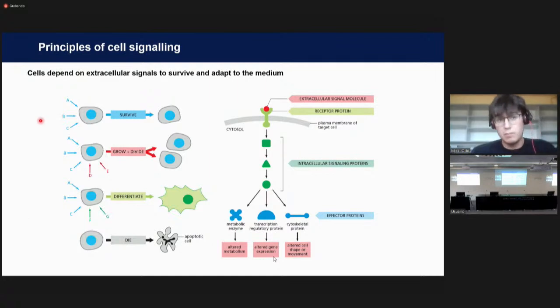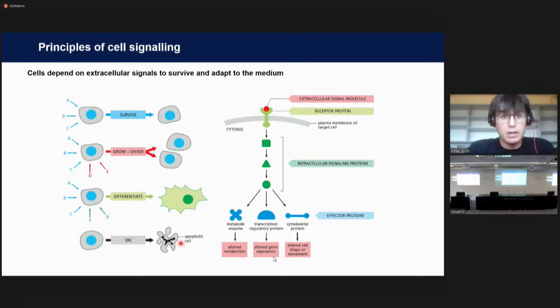So all cells, from the simplest to the most complex, respond to changes in their external and internal environment. The environment of a cell influences its growth, the differentiation, the tissue organization, the metabolism, the migration. So in this figure, we can see that cells need these extracellular signals even to simply survive. Also, they decide the fate of the cell, as Gabriel explained. So depending on the signal, they can proliferate, they can differentiate. This means that they convert into a more specialized cell, like a muscle cell or a neuron, or they can also die in a controlled way.